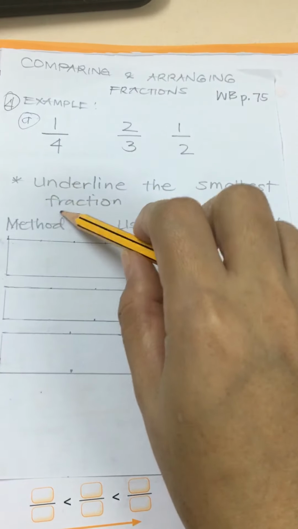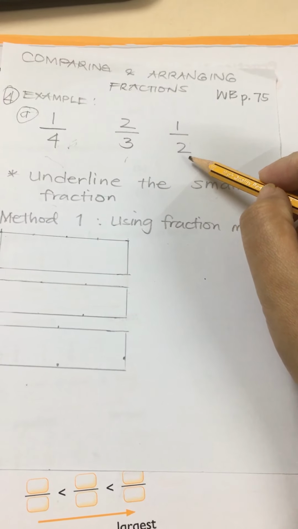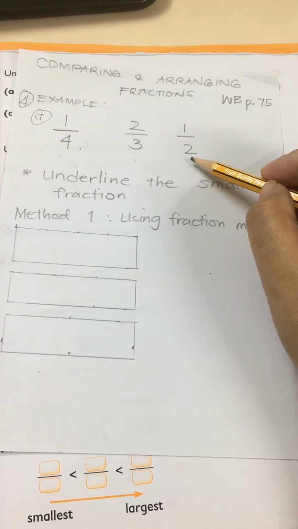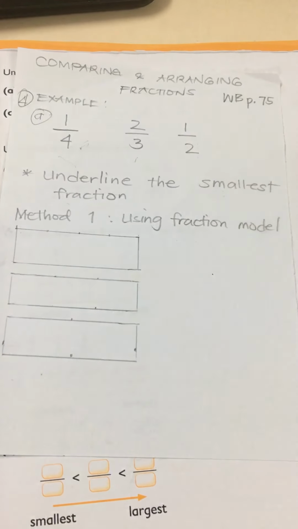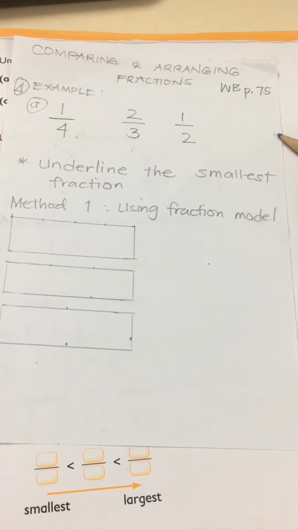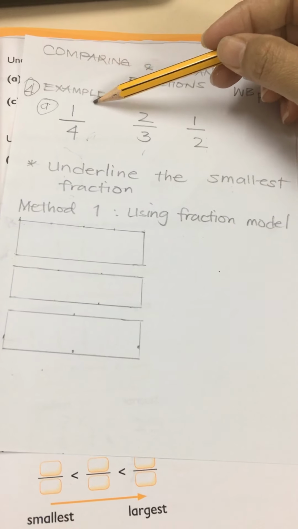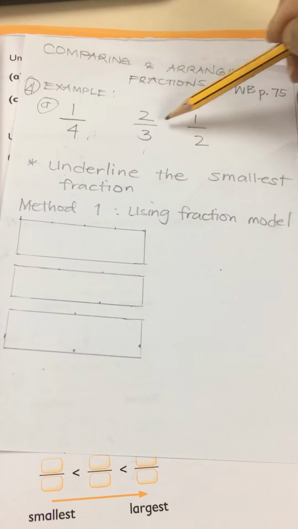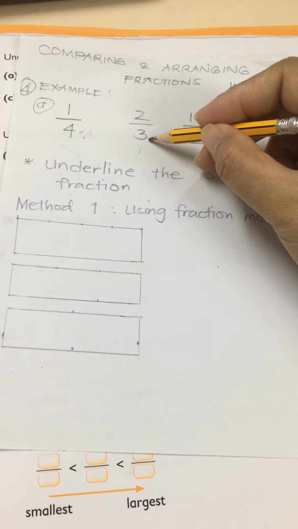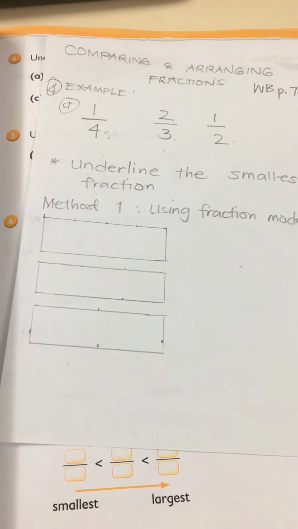So these are the examples in letter A. We have 1/4, 2/3, and 1/2. We have learned in our previous lessons how to arrange similar fractions. When we say similar fractions, the denominators are the same. But here, these are what we call dissimilar fractions because the denominators are different. The denominator is 4, the denominator is 3, and the denominator is 2. So we cannot compare the numerators.